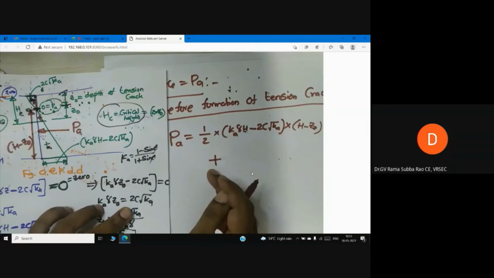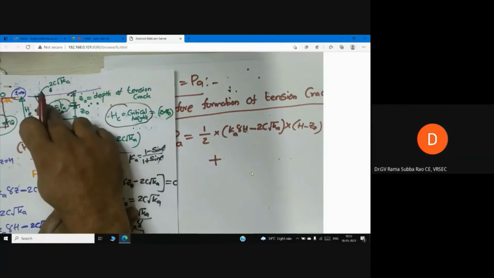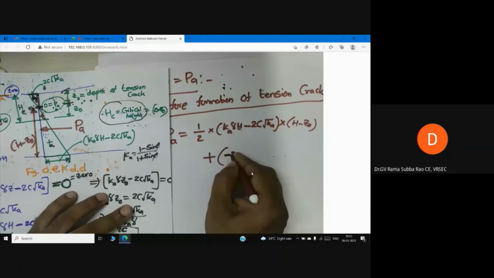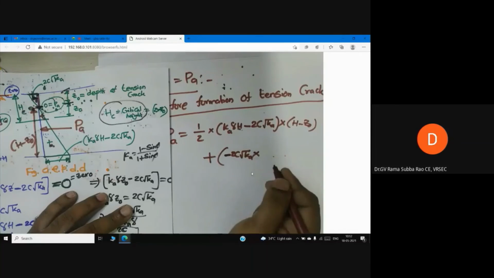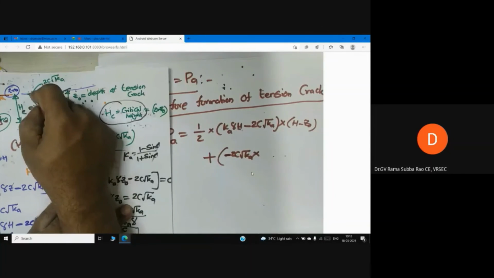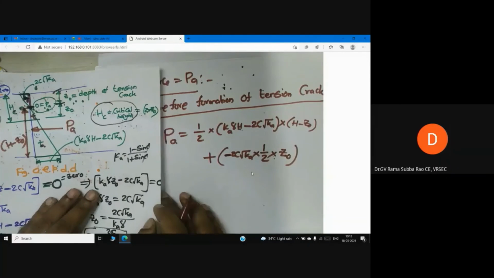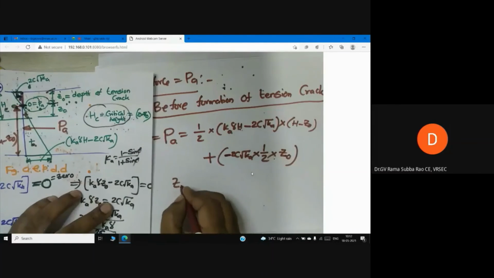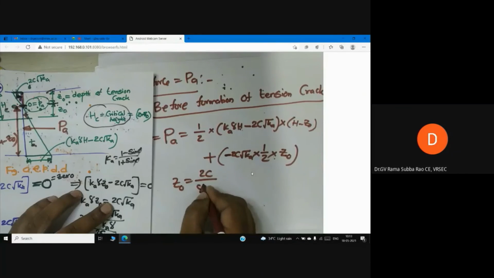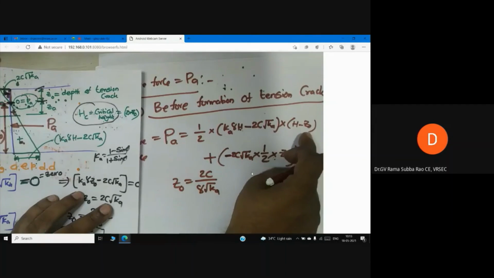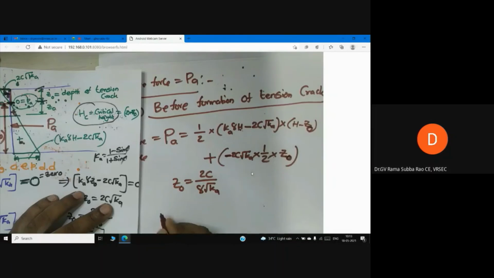Plus, actually I want to add plus, but I don't have plus, I have minus here. This is minus. So let me write now minus 2c root Ka into, can anyone tell me how to calculate the area of this triangle? So I should not forget half of base into height. Height is Z0. Now I know you want to ask immediately what is Z0. Don't worry. That's why we told you Z0 is equal to 2c by gamma root K. So you just substitute this Z0 here. This is Z0. And don't forget this is minus.